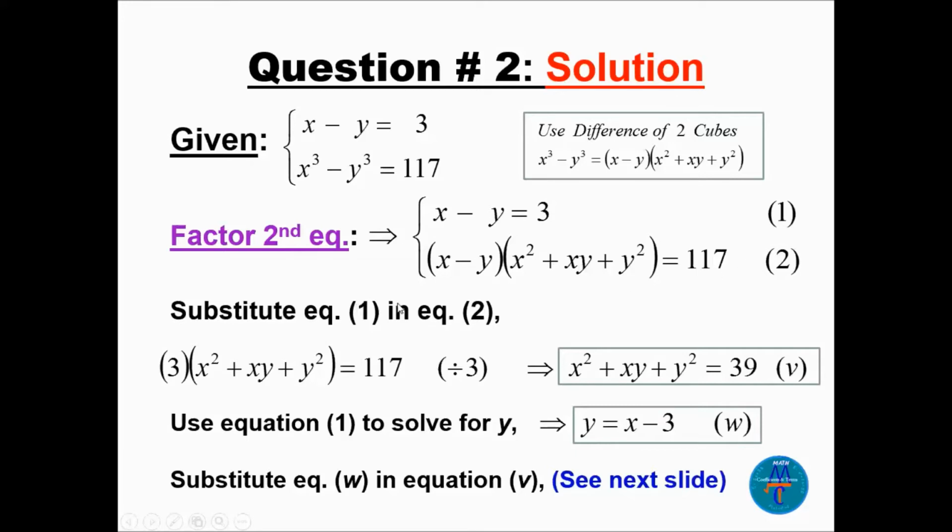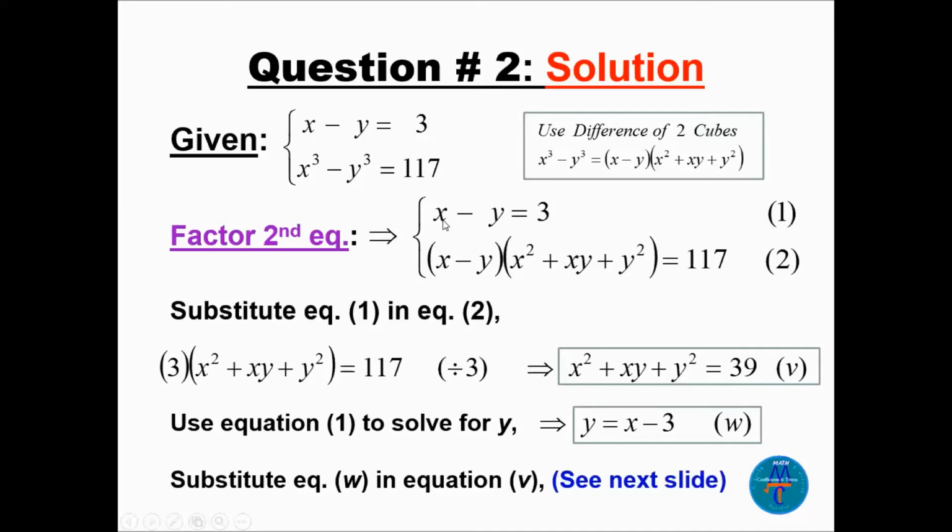Now, easy, something here we can do that's a little tricky. x minus y is equal to 3, so I can replace it here. So I put 3, big bracket, equals 117. Just divide by 3. So 117 divided by 3, you get 39. So x squared plus xy plus y squared is equal to 39. Simple, easy equation. Let's call it V.